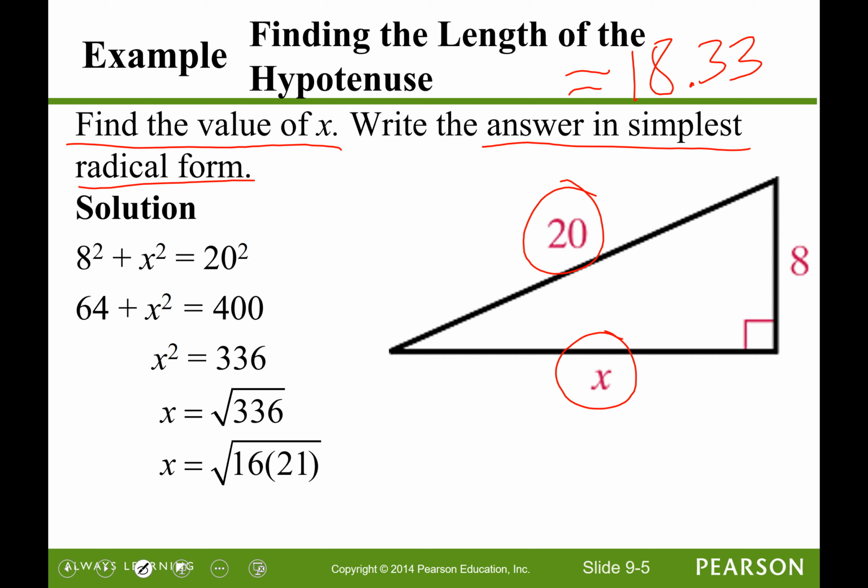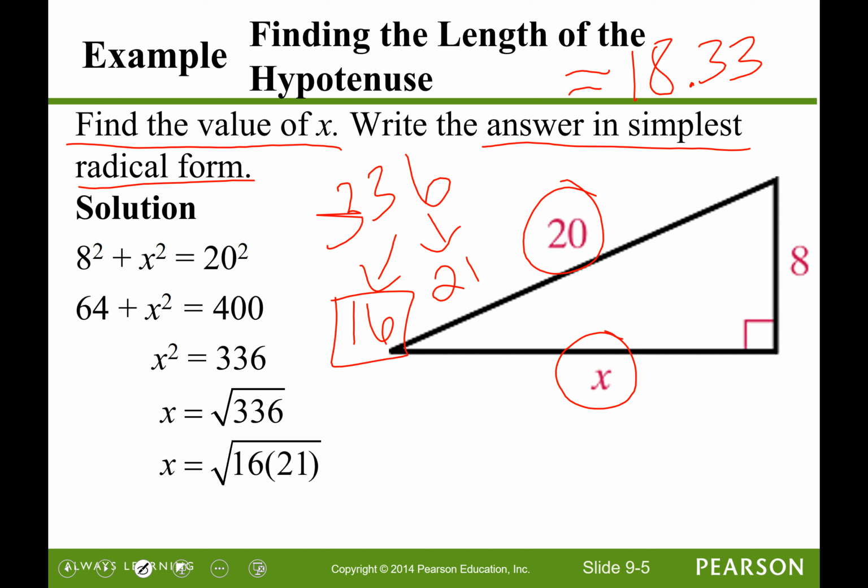No approximations here. So it turns out that 336, even though it's not a perfect square, has a perfect square as one of its factors. That perfect square is 16. 16 times 21 is 336. And this one is going to help us reduce this radical because 16 is a perfect square. It's a 4 by 4. So if we take the square root of 16, we get regular old 4.